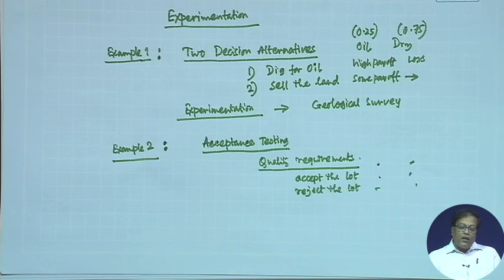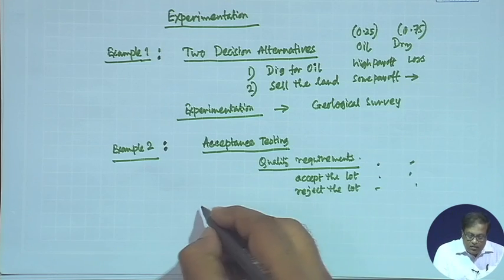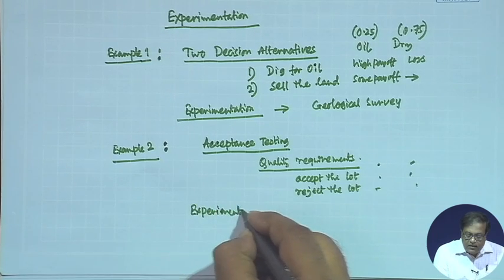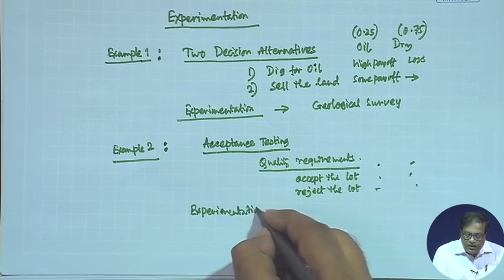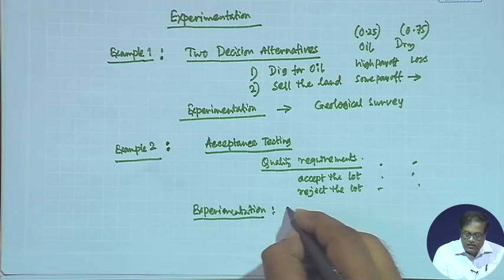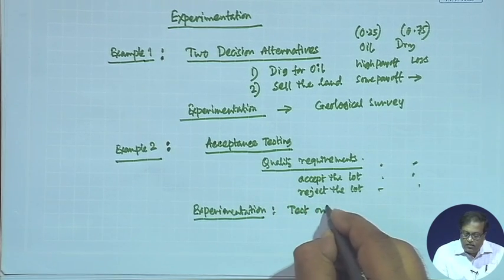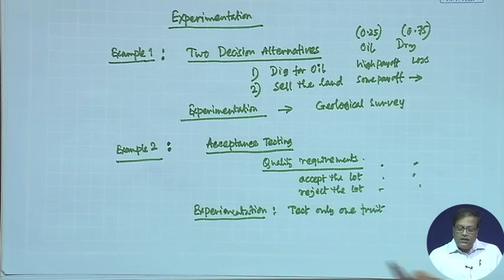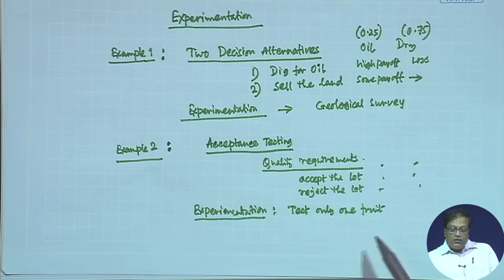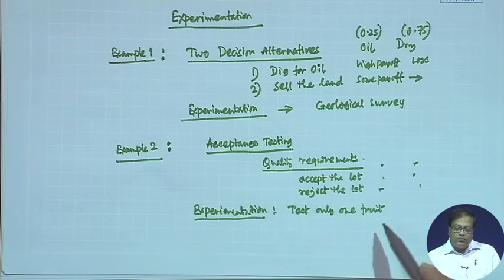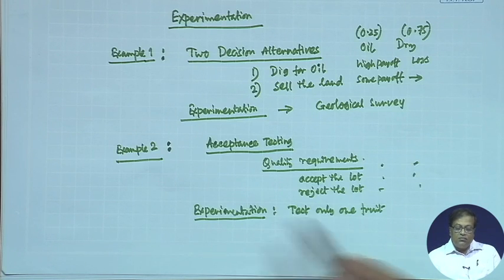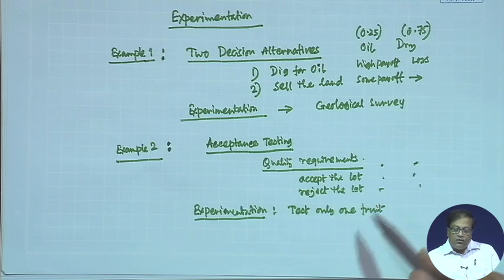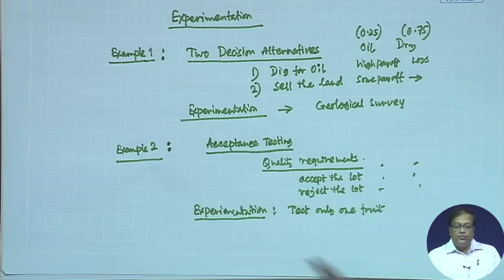So, here again it is usually resorted to certain experimentation, and that experimentation, as the example shows, is acceptance testing, where we test only, let us say, one fruit. Now, the question is, when we test only one fruit, is it good or is it bad? Suppose the fruit is good, then how does it modify our accept and reject decision, and if the fruit is bad, what should be our decision?